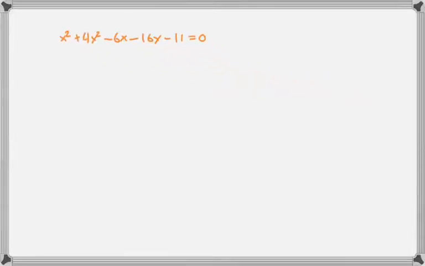So there's our equation. What we need to do is put all the y's and x's together and move that 11 over to the other side. So we got x squared minus 6x plus 4y squared minus 16y equal to 11. So now we have everything lumped together. We are going to complete the square with both of them.